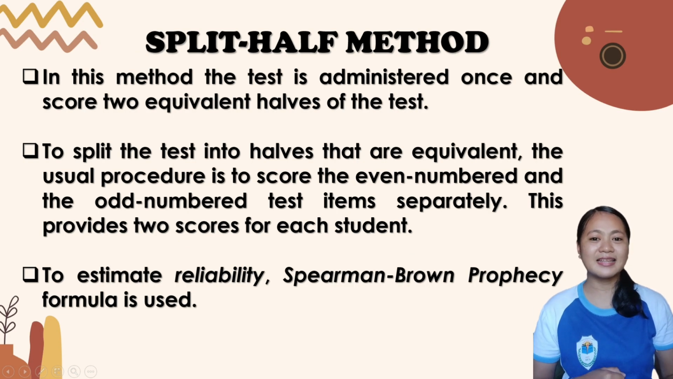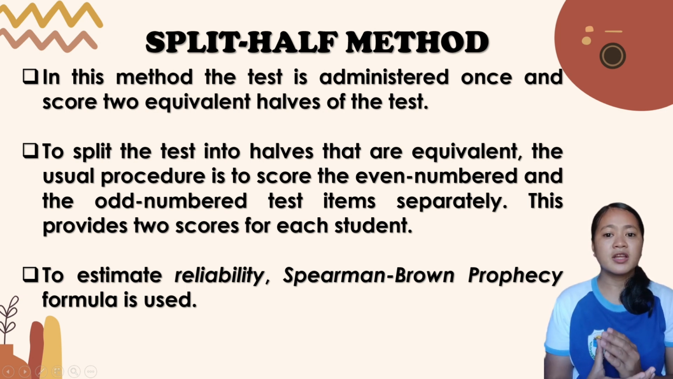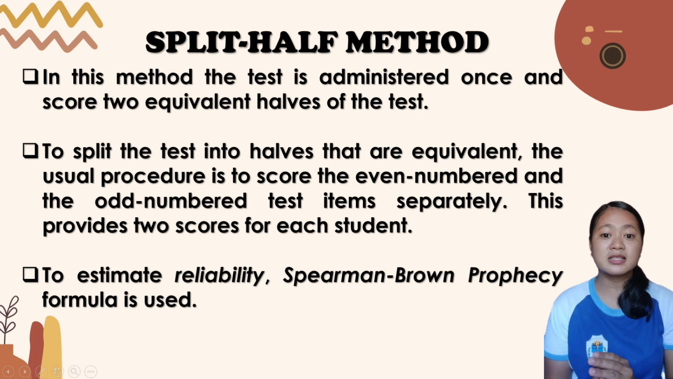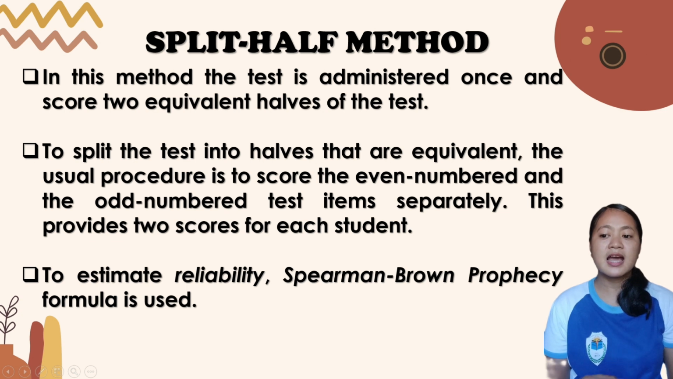At ngayon naman, tatalakayin na natin ang split half method. Isa sa mga method ng reliability kung paano natin malalaman if ang test is reliable. In split half method, the test is administered once and scored in two equivalent halves. To split the test into halves that are equivalent, the usual procedure is to score the even numbered and the odd numbered test items separately. This provides two scores for each student. And to estimate reliability, the Spearman-Brown prophecy formula is used.